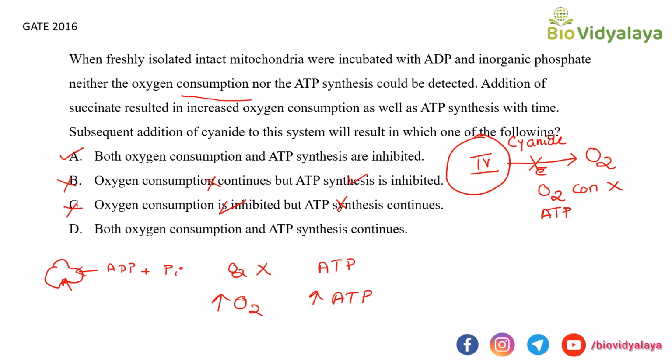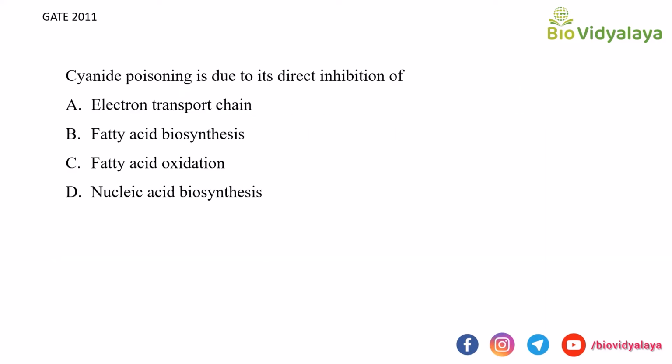Next is option D, both oxygen consumption and ATP synthesis continue. So option D is also incorrect. So the correct answer is option A, both oxygen consumption and ATP synthesis are inhibited. This is the question from GATE 2011.